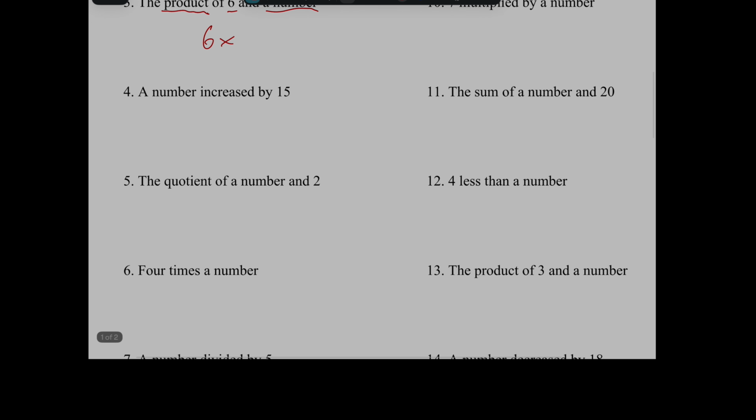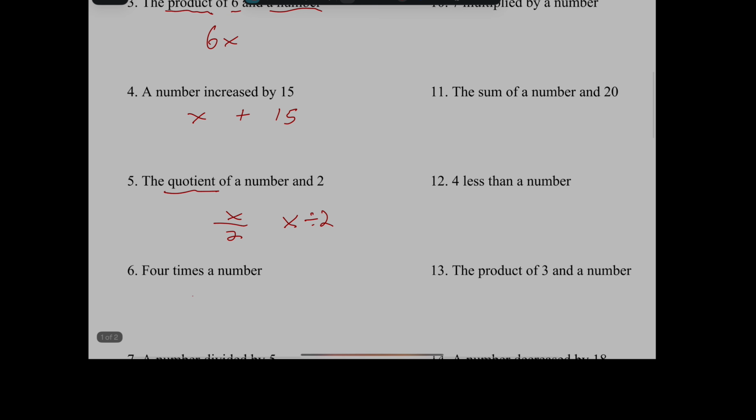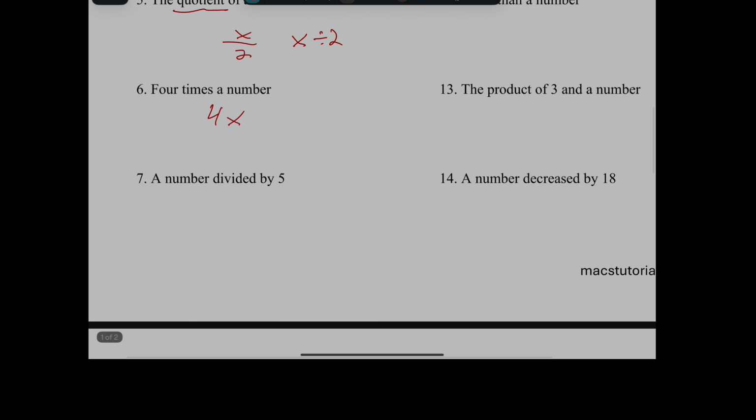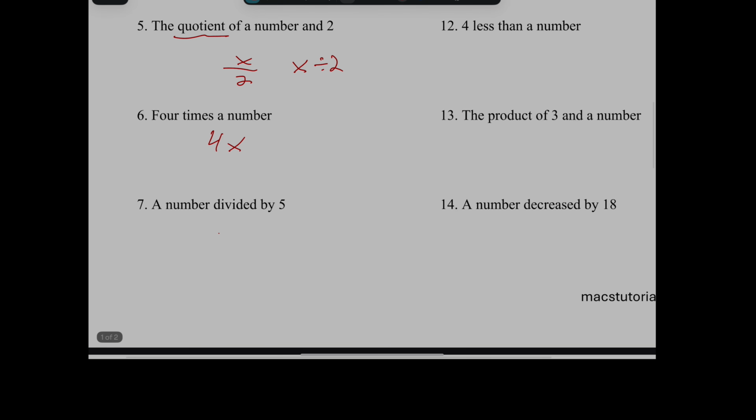I'll keep going down the column. A number increased by. Here's a number. Increased means plus 15. Quotient. That's the division. So I'm going to do a division sign like this right now. And this one you can read left to right, of a number and 2. You could also write the quotient of a number and 2 like that. Those mean the same thing. 4 times a number, 4x. Or you could write 4 times x if you really want to. A number divided by 5.